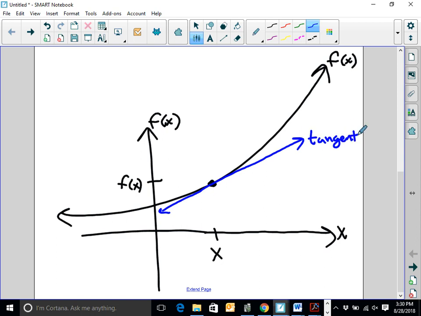So this blue line here is our tangent line. And what I want to do is figure out the slope of that line. The only problem that I have is that I only know one point on the line. I know the point at x comma f of x. This point right here we're just going to call x comma f of x.